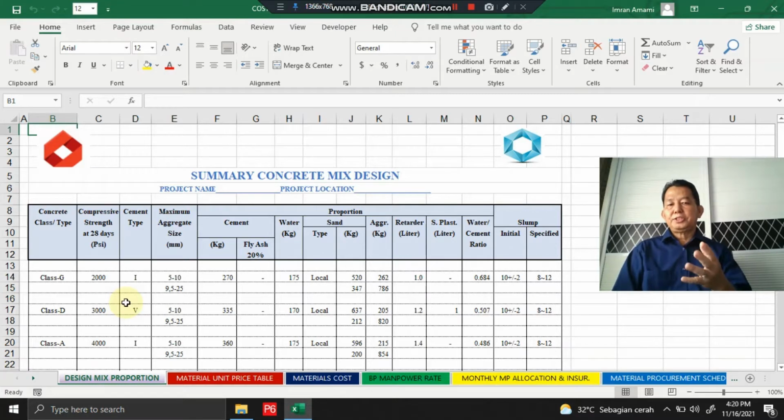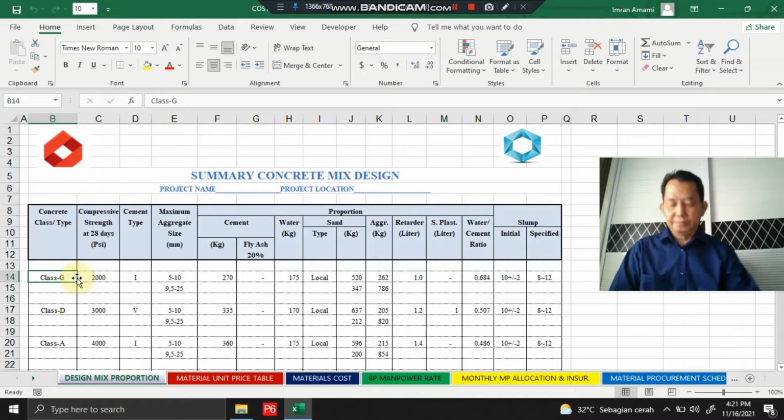Now we start from the concrete mix design. Before we start this project, we should have the concrete mix design composed for these projects, and the concrete mix design composition approved by the main contractor and client. So after we got approval, we have the summary of the concrete mix design as seen on the screen here.